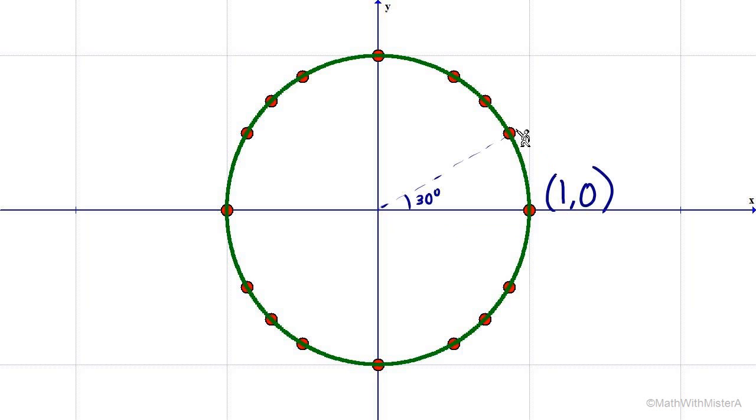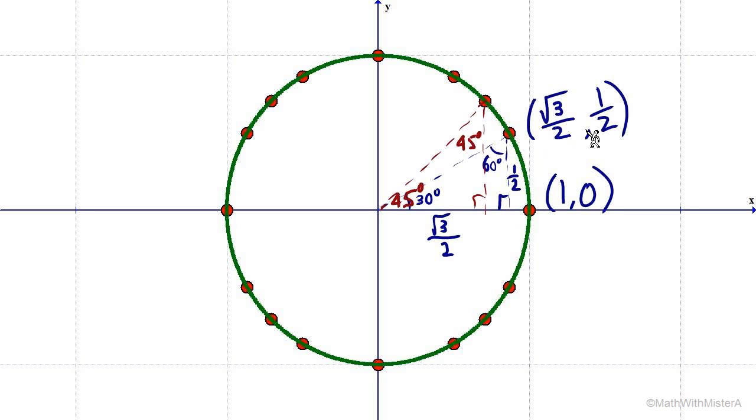Next, at 30 degrees, what I think about to remember all these ordered pairs is basically two main triangles, a 30, 60, 90 triangle, which I've drawn in here, and I know the lengths of these sides. The long side is radical 3 over 2, the short side is 1 over 2. I just have to have this triangle memorized, but this horizontal side is the x-coordinate, and the vertical side is the y-coordinate, so I know the ordered pair here is radical 3 over 2 and 1/2.